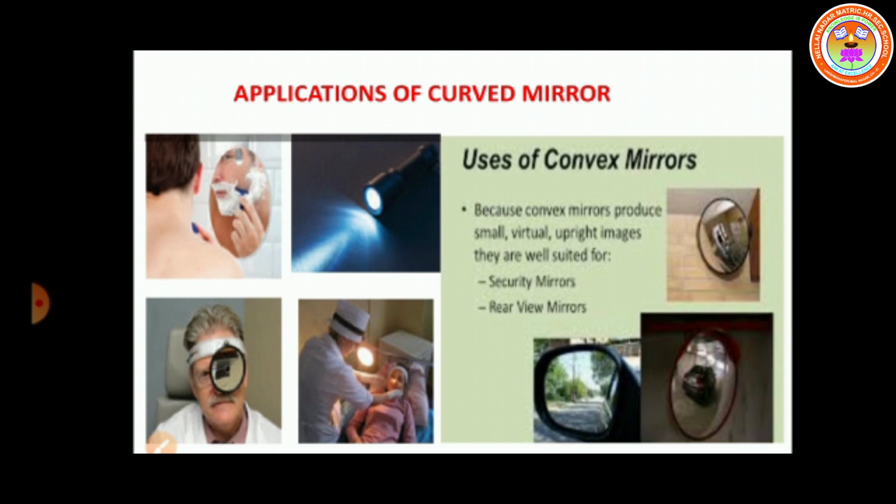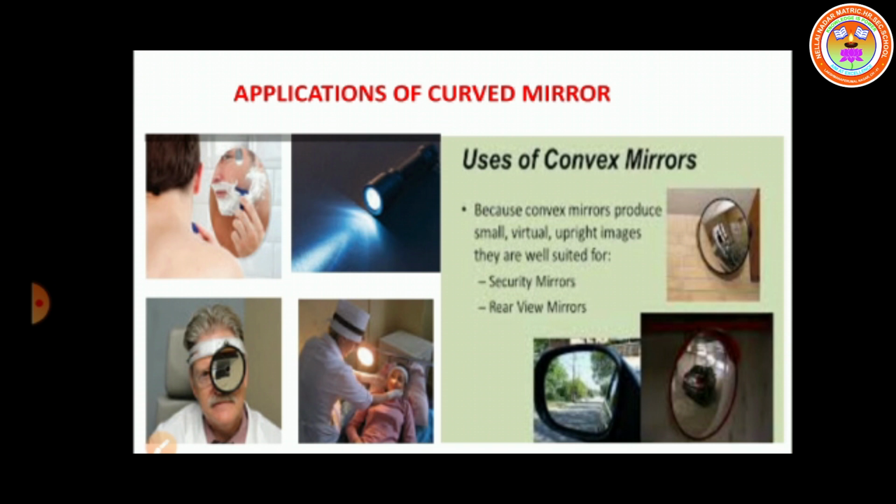Now let us move on to the applications of the convex mirrors. The convex mirrors are used in vehicles as rear view mirrors because they give an upright image and provide a wider field of view as they are curved outwards. It is used in automobiles, isn't it?